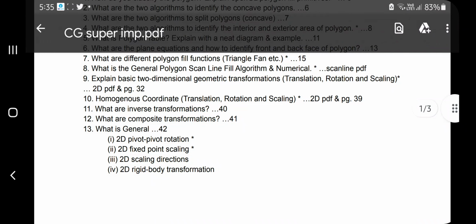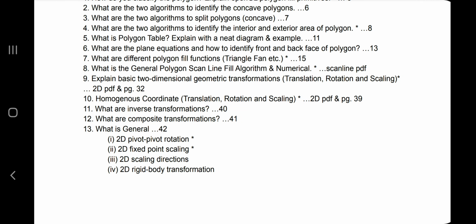Okay, so let's move on to the next question, which is explain the 2D basic geometric transformations, translation, rotation, scaling. See here, both the theory as well as the numericals can come. Okay, both the theory as well as the numericals can come, so pay attention. So what are the different types of numericals, what are the different types of theory questions, what are the matrix values, that I will be discussing now.